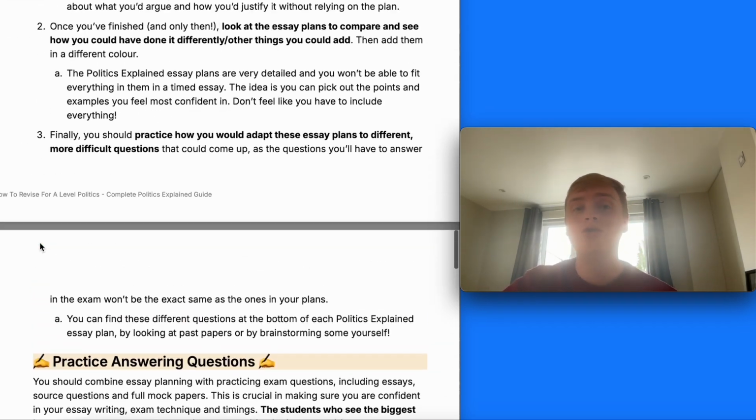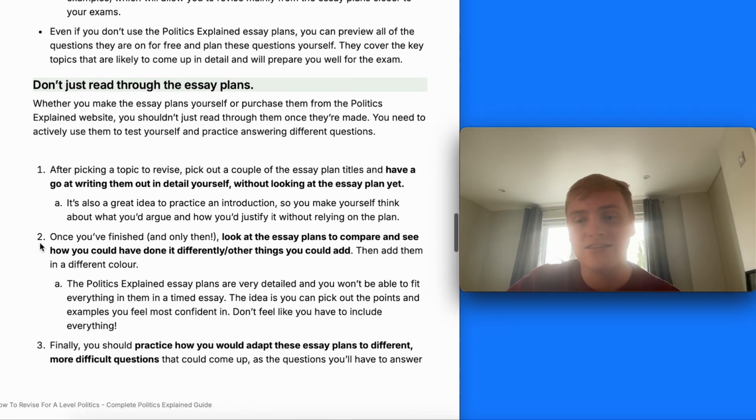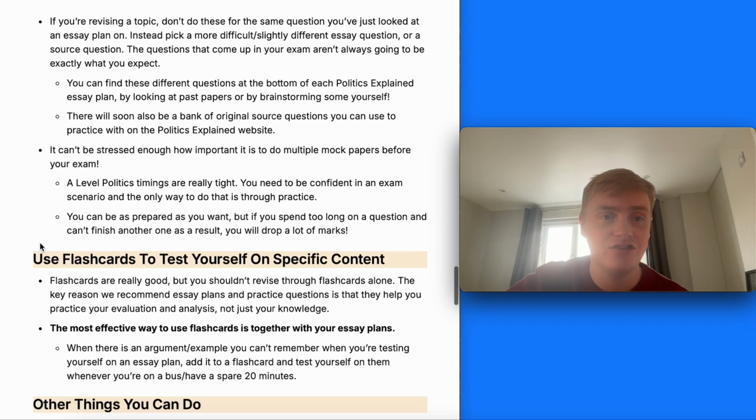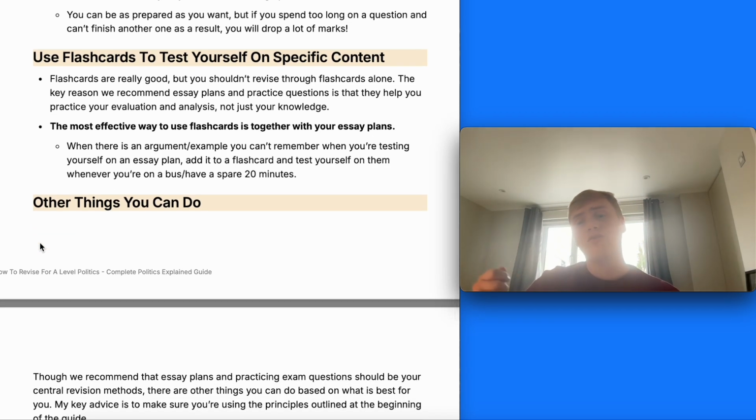So the two key things I recommend are using essay planning and combining that with practicing answering questions, and full mock papers, and doing them in time conditions. Flashcards are also really important, but I really wouldn't recommend only using flashcards to revise. I think the basis of your revision should be in essay planning. The key reason we recommend essay plans and practice questions is that they help you practice your evaluation and analysis, not just your knowledge.